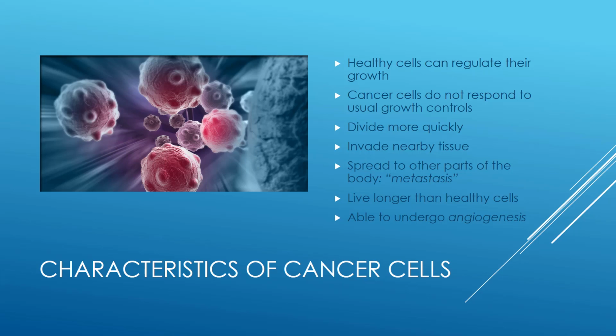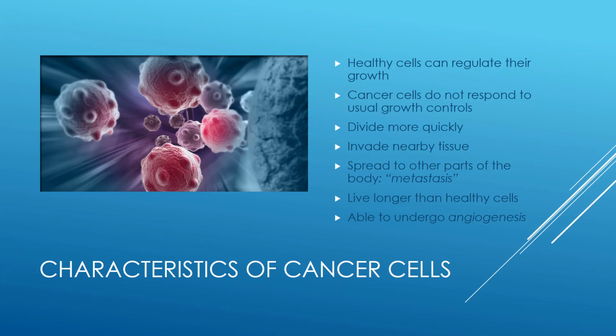Cancer cells take on different characteristics from healthy cells. Their replication and growth don't respond to the usual genetic controls, so they divide more quickly. Cancer cells also invade not only nearby tissue, but have a propensity to move to other areas of the body, what we call metastasis. Next, cancer cells also have a tendency to live longer than healthy cells.